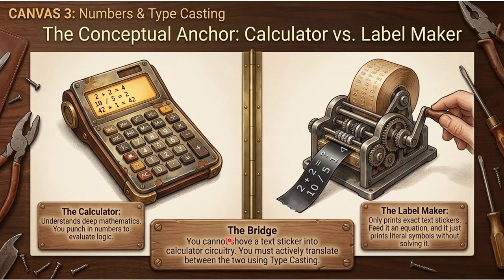So what is the bridge? You cannot feed a text sticker into calculator circuitry. You must actively translate between the two using typecasting. What does this mean? If you want to solve this, you have to change the type from the text label maker to the calculator, and only then will this equation get solved. This same analogy applies to typecasting of variables. So let's look into that.